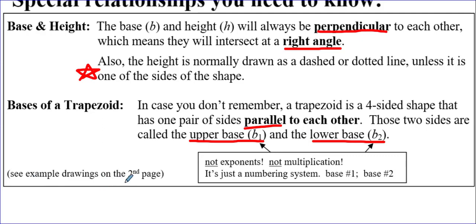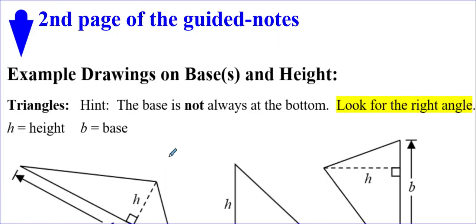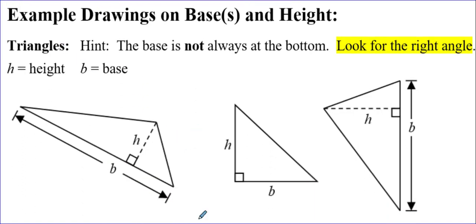Now, we're going to go to the second page so you can see some examples of what in the world I'm talking about here. First, let's talk about examples of drawings where we have to identify the base or bases and the height. We'll start with triangles. Now, let me make something crystal clear to you. The base is not always going to be at the bottom of the drawing. I know traditionally, especially back in elementary school, the base was probably at the bottom. It's probably one of the ways that you identified it.